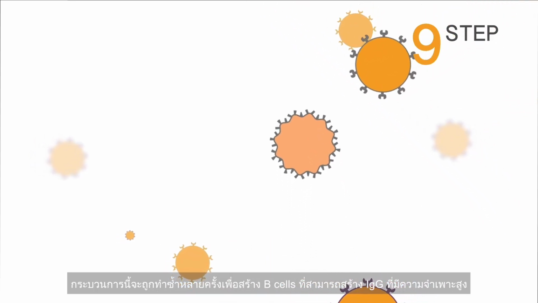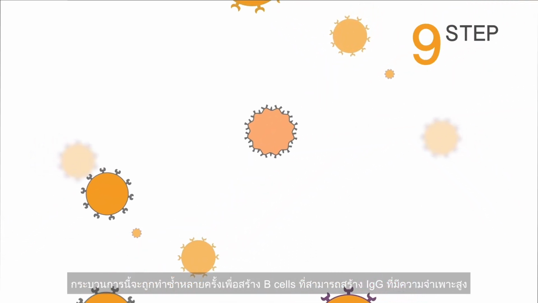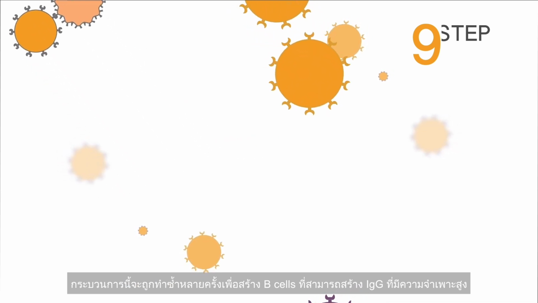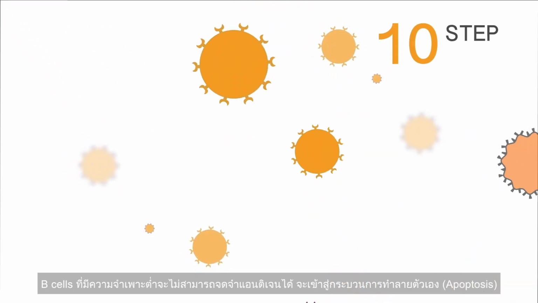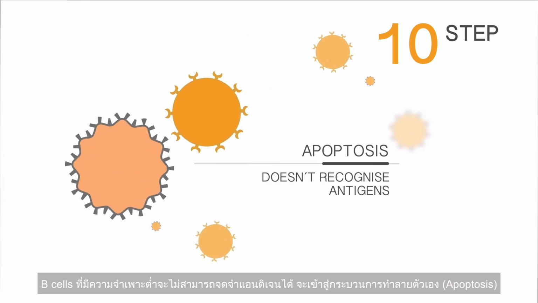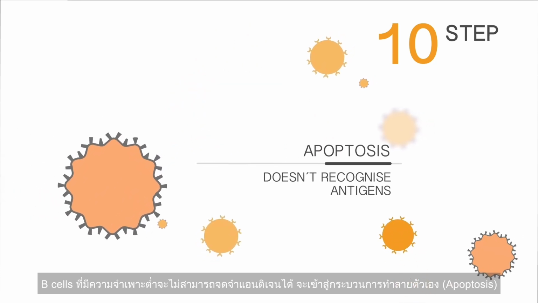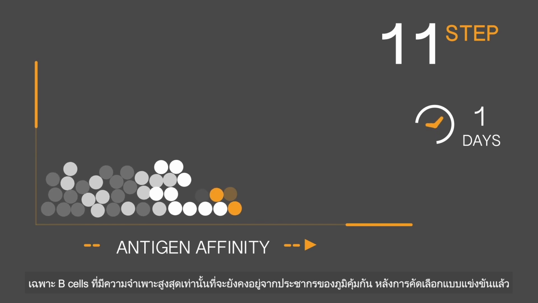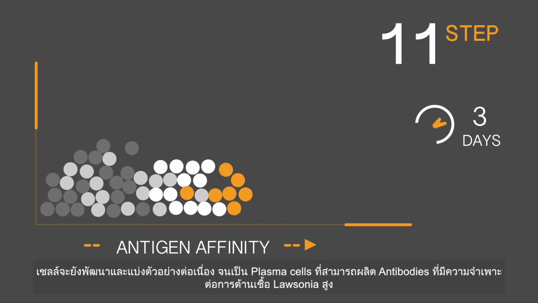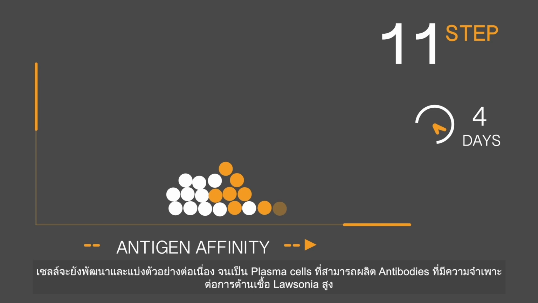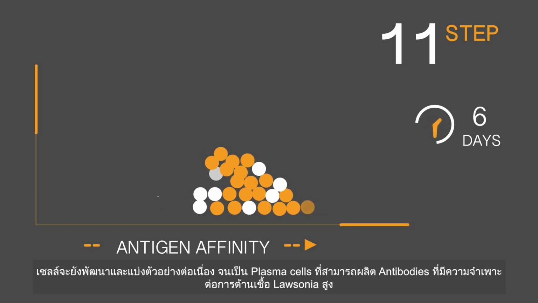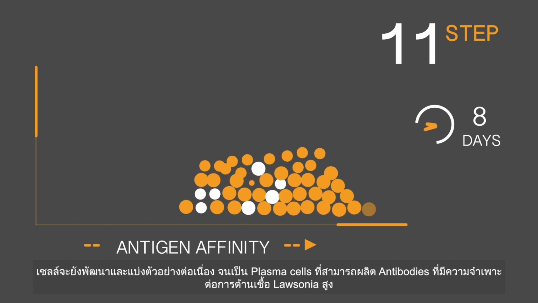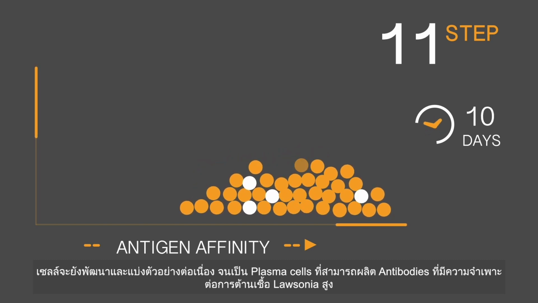This process is repeated several times to create high-affinity IgG secreting B cells. The low-affinity B cells that fail to recognize antigens undergo apoptosis. Only the B cells with the highest affinity remain from the variable population after the competitive selection. They will continue to mutate, somatic hypermutation, dividing themselves and testing their BCR's affinity until they differentiate into plasma cells that will produce massive amounts of high-affinity anti-Lawsonia intracellularis antibodies.